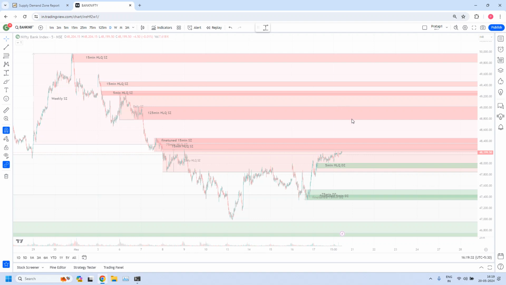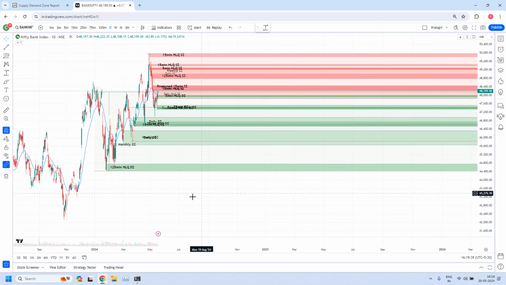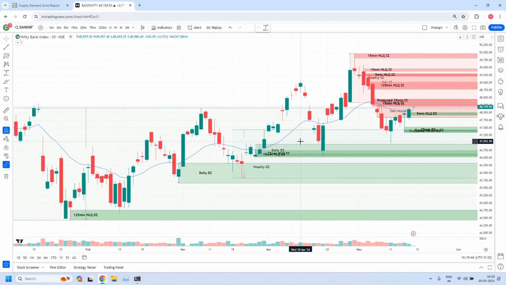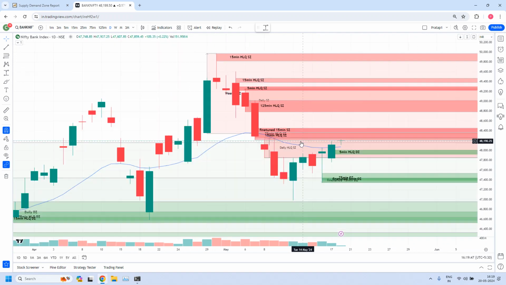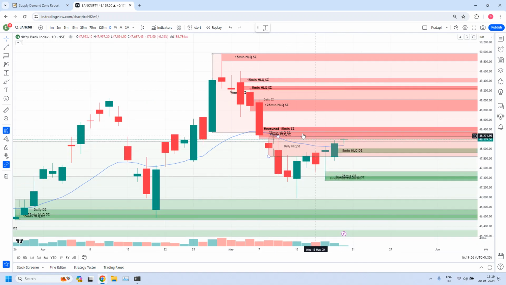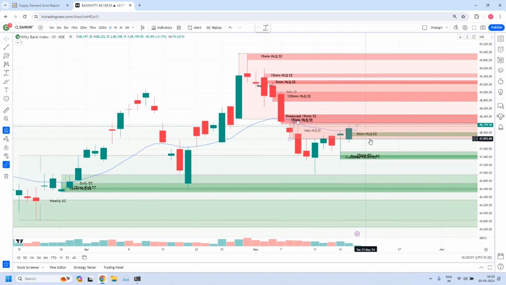Trading view became very slow all of a sudden. Okay. So where is the daily zone here? Here we have a daily zone. Where is the daily supply zone? This is the daily supply zone. Now prices are closed inside the daily supply zone. Let us assume tomorrow supply is very strong, then prices will be moving up to here.